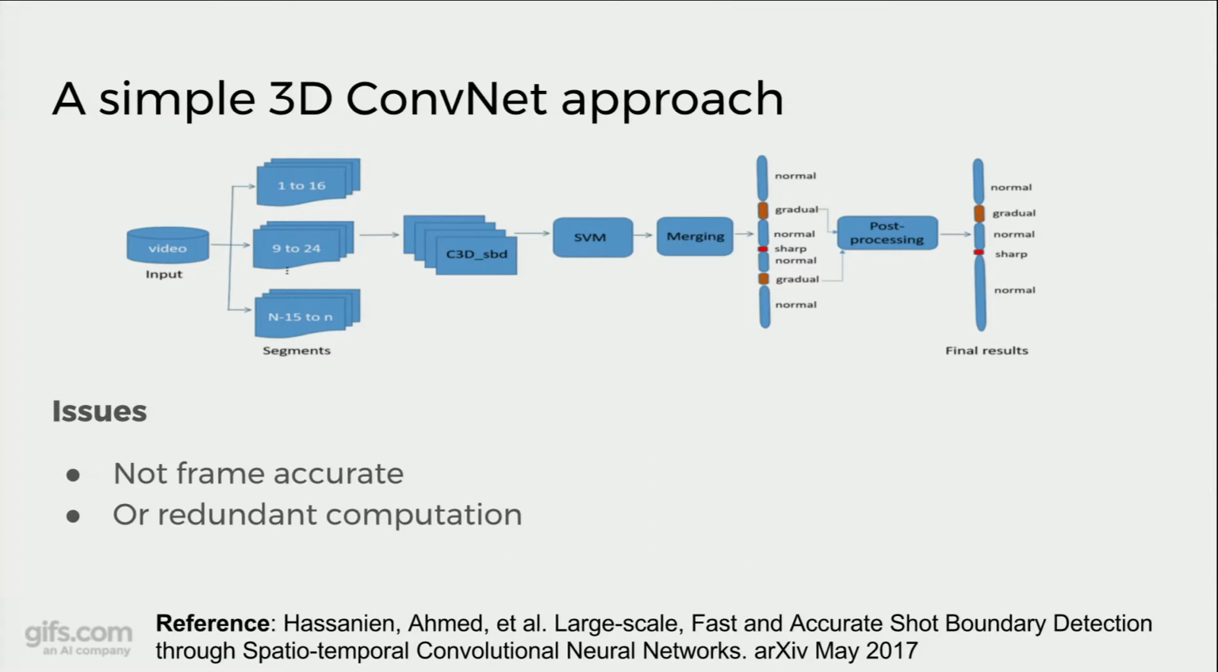Now the problem with this C3D architecture, when you use it for shot boundary detection, is that it takes 16 frames at a time. So what you get is a prediction on what happens in these 16 frames, but for shot detection, you want to know exactly where a shot change happens, right? So it's not frame accurate. Or you can make it frame accurate by just putting 16 frames in, moving it by one, again 16 frames in. But this makes it very redundant and would lead to a network that looks at every frame 16 times.